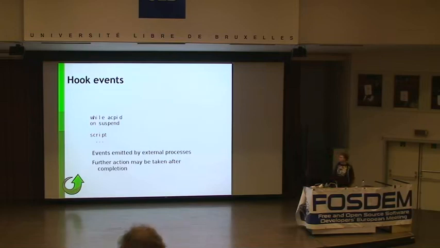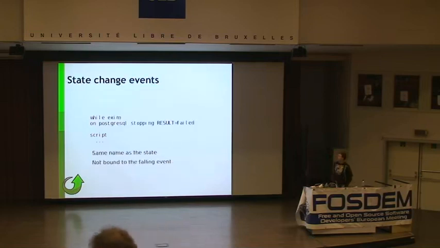So that's how you use hook events. And then you have these state change events, which indicate that a service has changed state, or a network card has changed state, or something else. And probably one of the biggest changes in 1.0 is that these got reversed from 0.5. What used to be stopping PostgreSQL changed back to PostgreSQL stopping, which was how it was before.